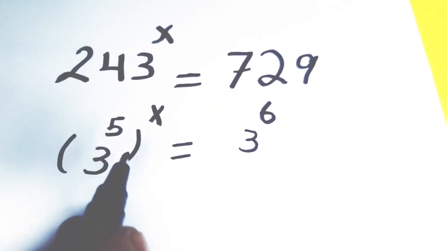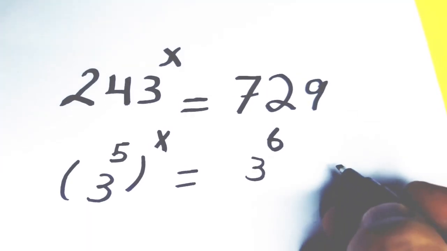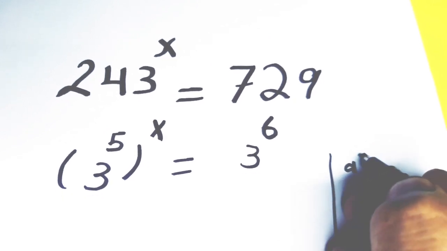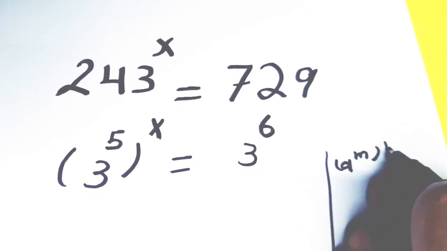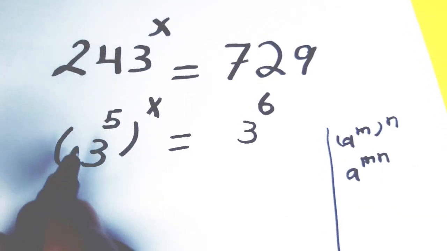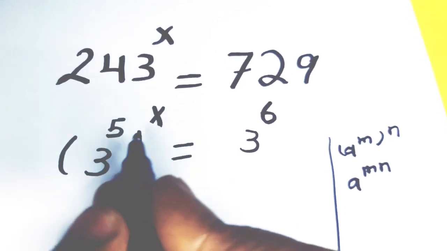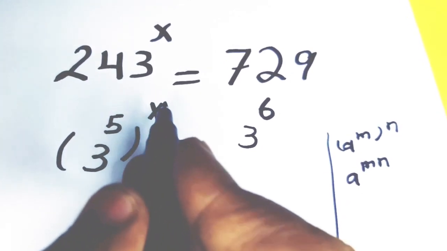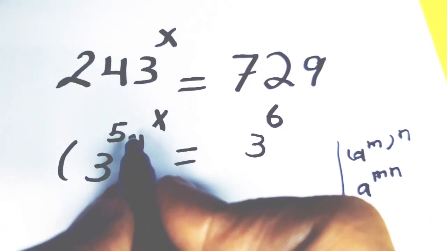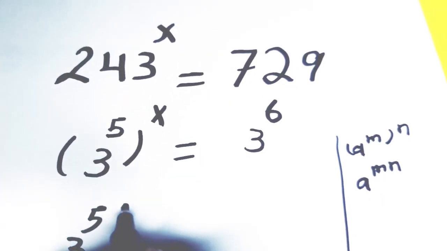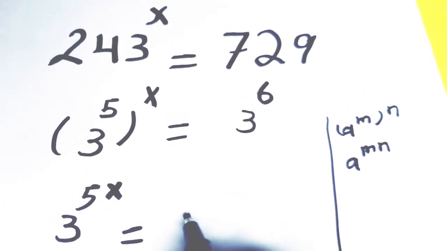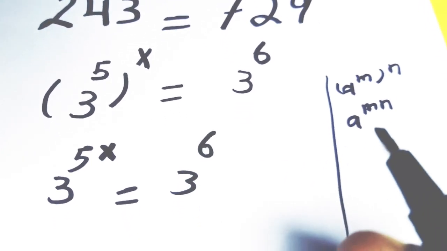Here we will apply the exponential rule, which states that a power m, bracket n, is equal to a power mn. So we multiply the power inside the bracket by the power outside the bracket. So 3 to the power of 5 times x, 5x. This is equal to 3 to the power of 6.